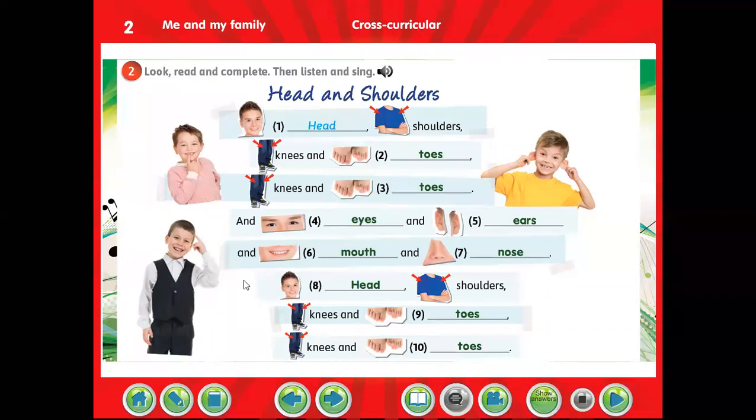Very good, girls. One more time, okay, girls? One more time, okay? One, two, and three. Head, shoulders, knees and toes. Head, shoulders, knees and toes. Knees and toes. Knees and toes. And ears and nose. Head.